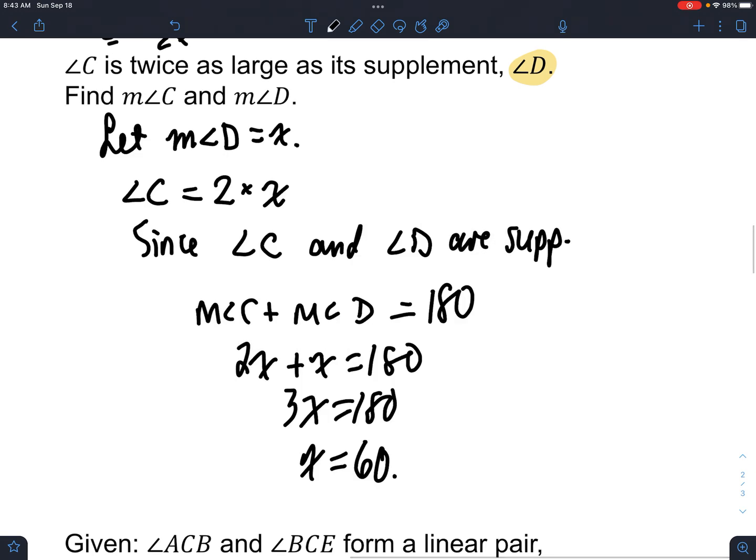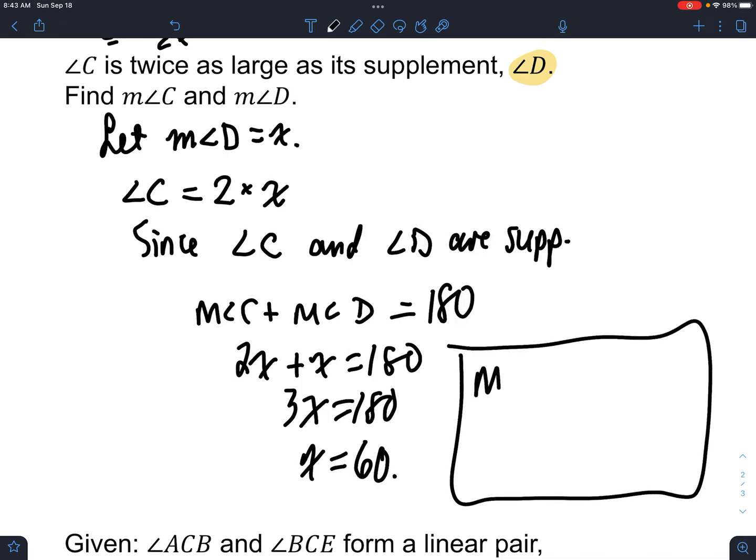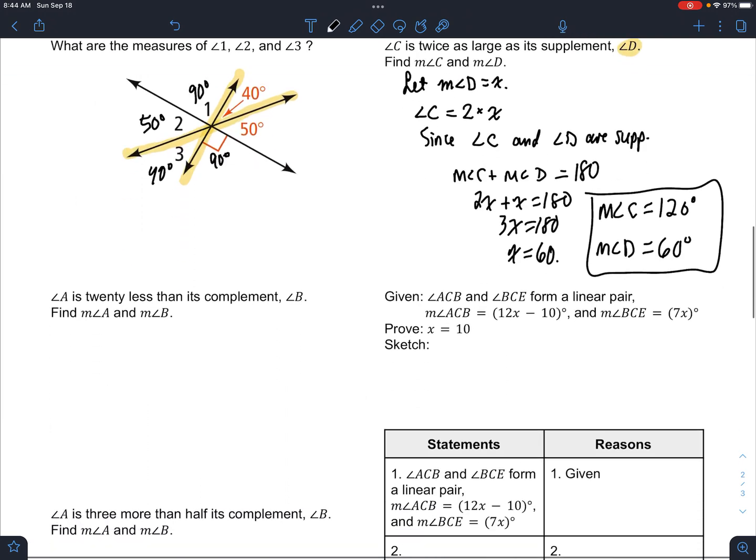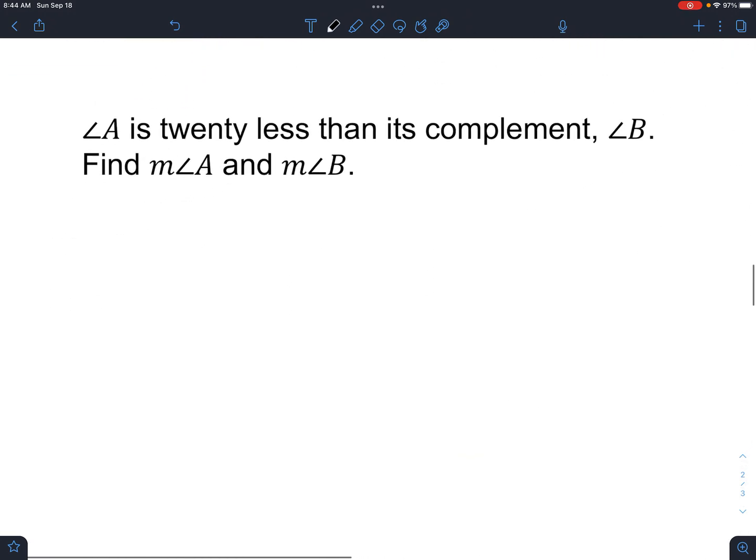So to conclude, the measure of angle C is going to be double that, and the measure of angle D is 60. And they do add to 180, so that makes sense. Okay? So a couple more questions like that.